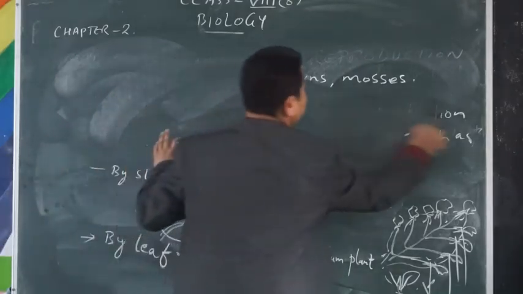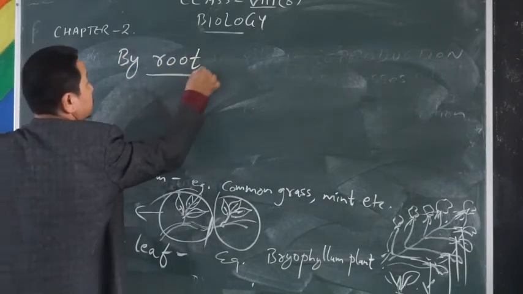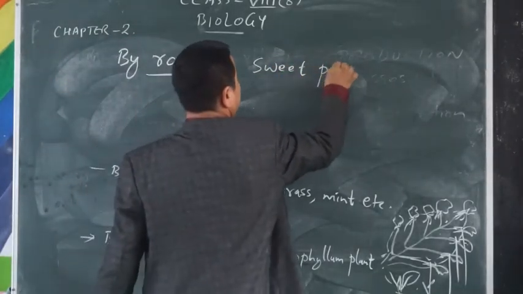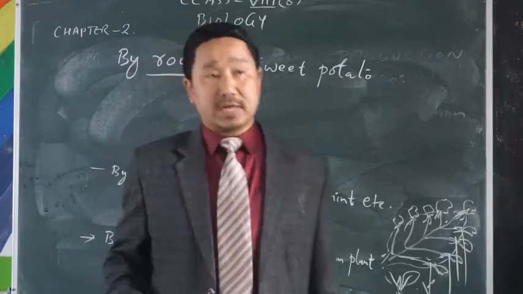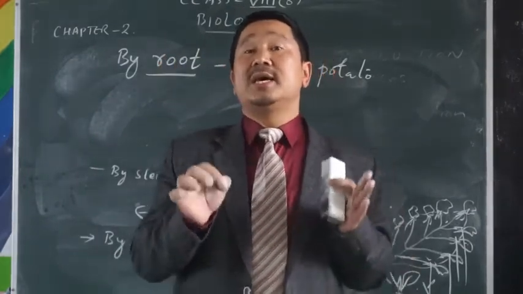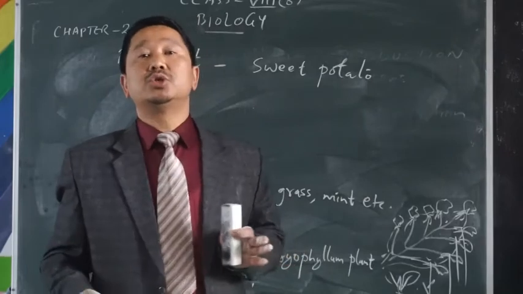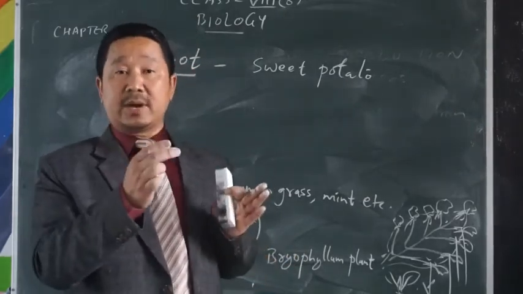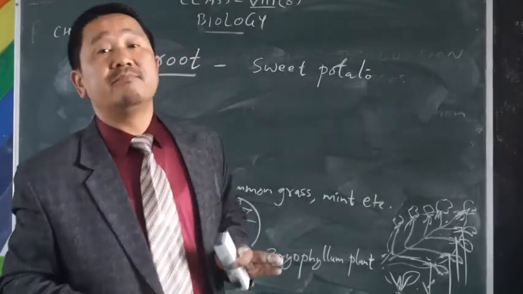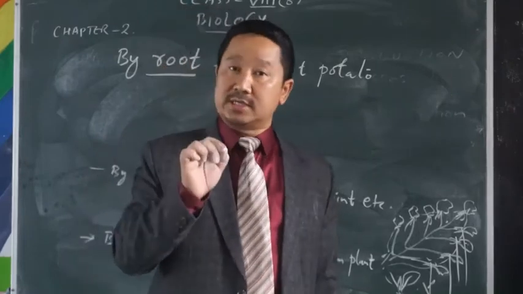Then we have now vegetative propagation by means of root. That can be seen in sweet potato. We call it saharhanya in Nepal. In sweet potato also, we see the roots which are swollen up, and it is swollen because of the storage of food in it. So from its root, a new individual sweet potato is formed. That means the vegetative propagation that we are seeing out there is by means of the root. So this is all about the methods of asexual or vegetative propagation in plants.